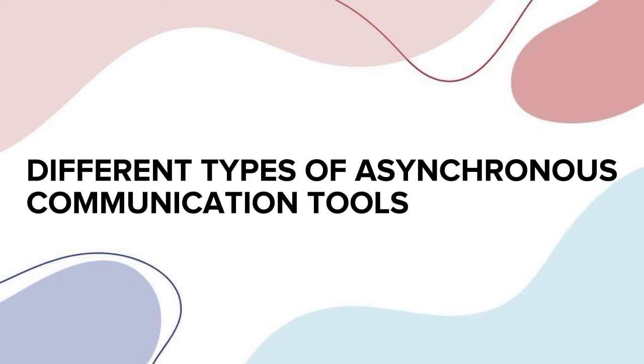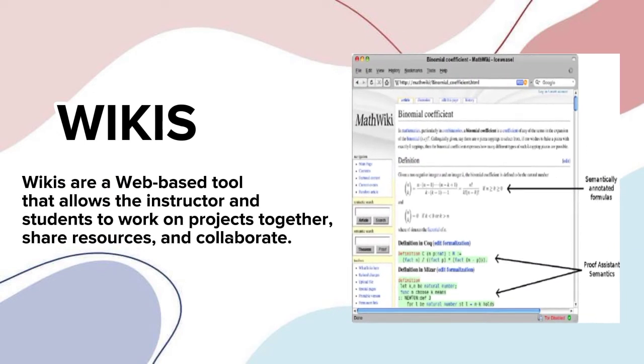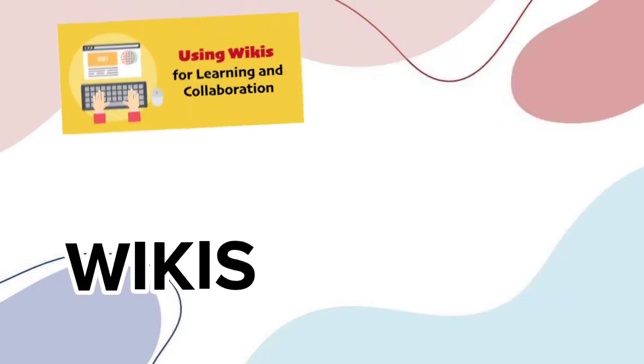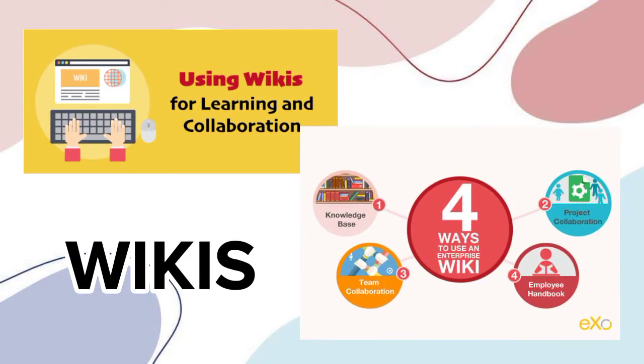Here are the different types of asynchronous communication tools. We have number 1, wikis. Wikis are web-based tools that allow the instructor and students to work on projects together, share resources, and collaborate. These asynchronous communication tools are like letting the students do the task with the help of each other. Wikis have open editing functions to allow users to co-create information and knowledge, supporting a constructivist and learner-centered perspective. This is where students create their activity. They can answer with the use of this application, and also the teacher has access to it to see the work of the students.